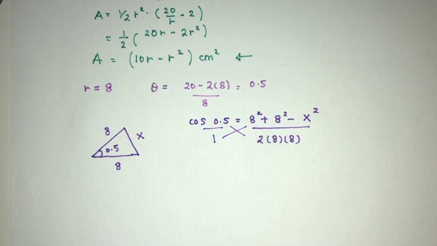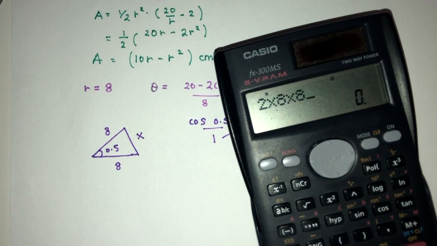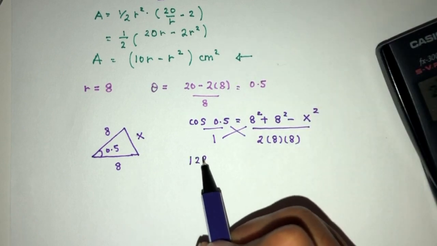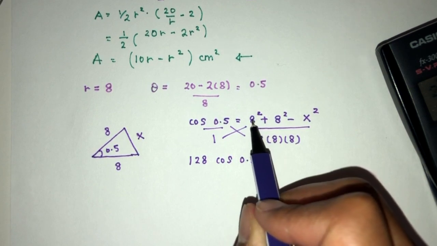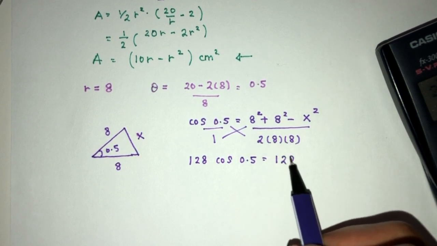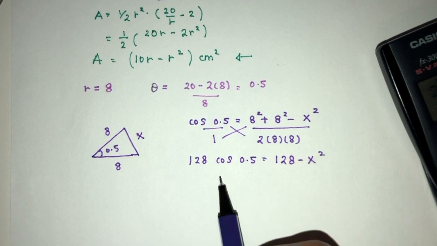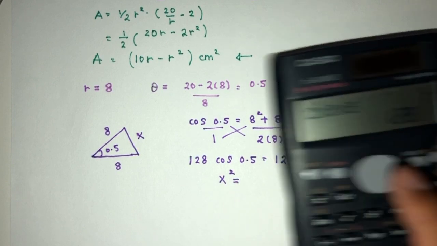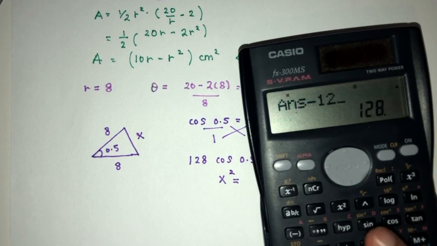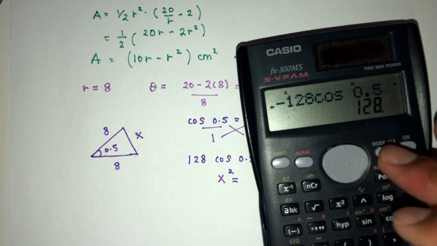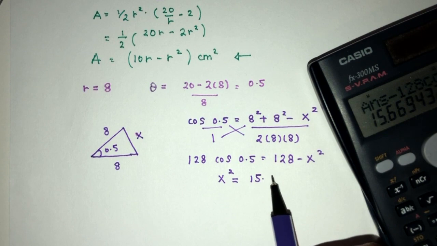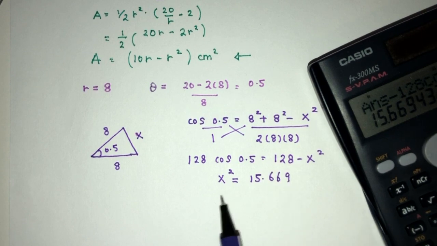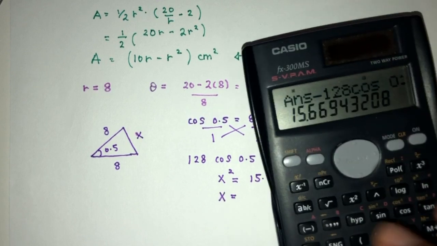2 times 8 times 8, so 2 times 8 times 8 will be 128, so 128 cos of 0.5, that will be what? 64 plus 64 will be also 128 minus x squared. So x squared, subject, that will be 128 minus 128 cos of 0.5, that should be in terms of radians. That will be 15.669, so x have to be root of that.